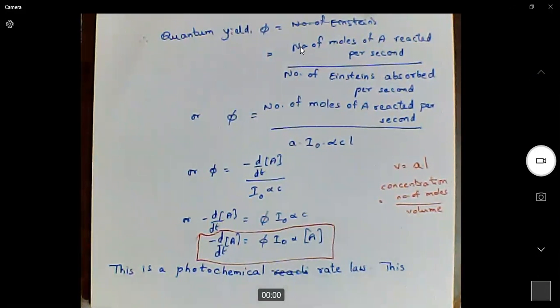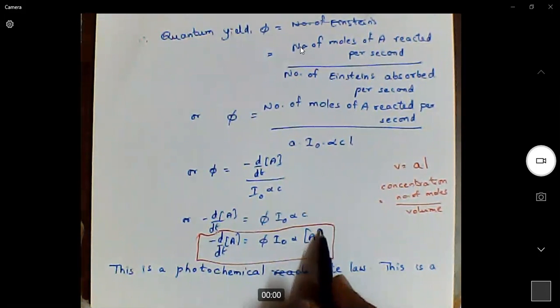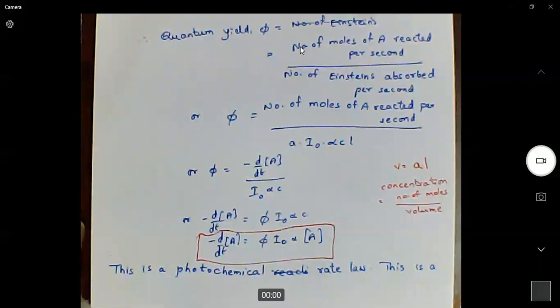This is the photochemical rate law, and with respect to A, it is first order because A has power 1. This is a first order photochemical reaction.